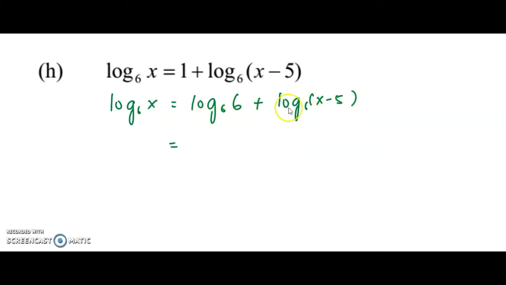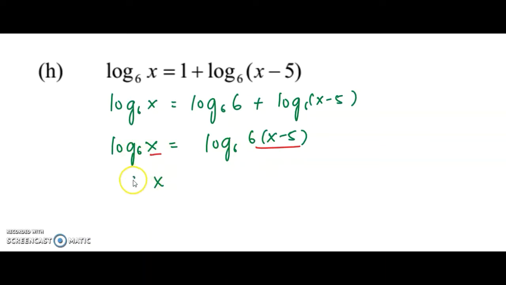So combine these two by using the laws of log. I will have 6 multiplied by x minus 5. And the left hand side still remains as log x to the base of 6. So now compare the content of the log at both sides. Since they have the same base, we can compare. So x equals to 6x minus 30. Then 5x equals to 30. Alright, x equals to 6.